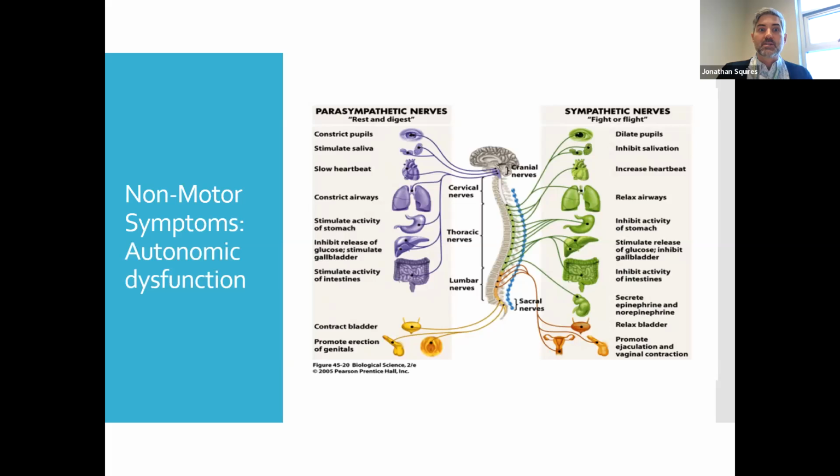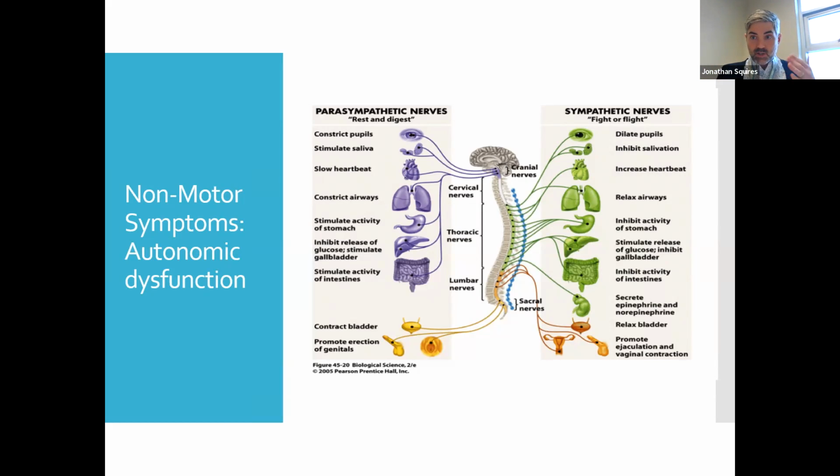Another category is called autonomic dysfunction. The autonomic nervous system regulates what we call the housekeeping functions of the body. So your blood pressure, digestion, heart rate, bowel and bladder function, sexual function, that sort of thing. And this part of the nervous system can be dysregulated as well. So constipation happens in at least 70% of people with Parkinson's. Men and women both get sexual dysfunction.